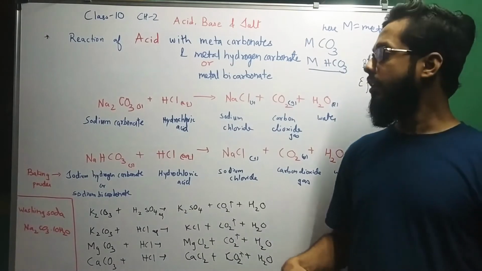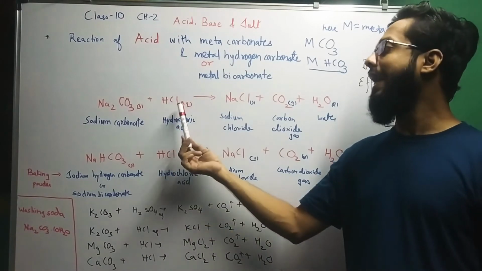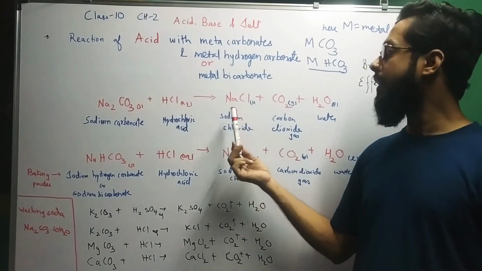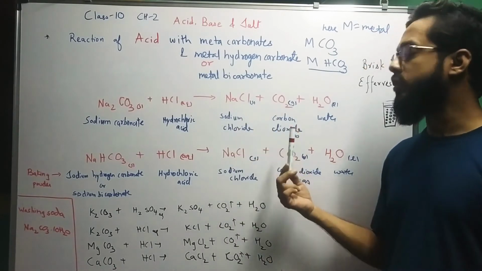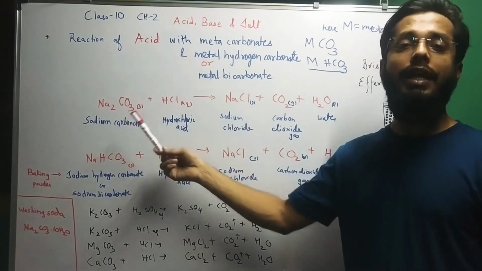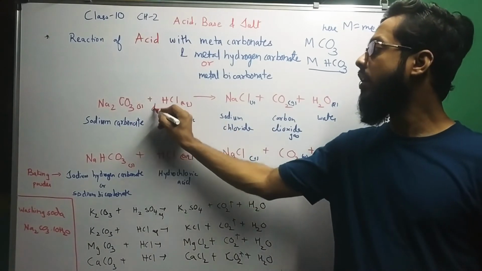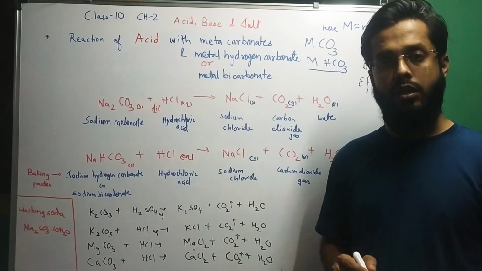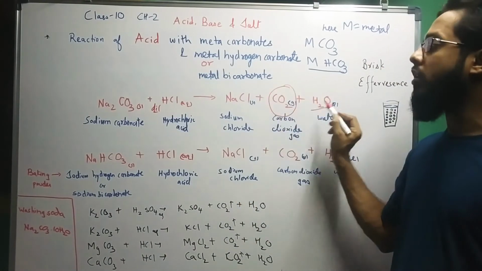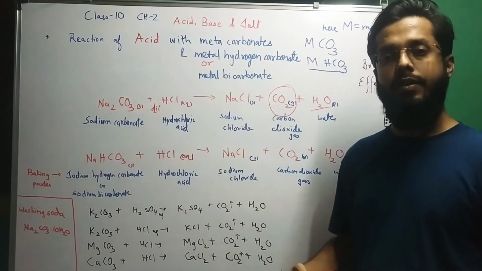Now let's see the reaction of sodium carbonate. Na2CO3 plus HCl, that is hydrochloric acid. We get salt, that is NaCl, plus carbon dioxide plus water. So dear students, whenever a carbonate is reacting with acid, whether it is dilute HCl or concentrated HCl, you will always get carbon dioxide gas and water when you are treating a carbonate with an acid.